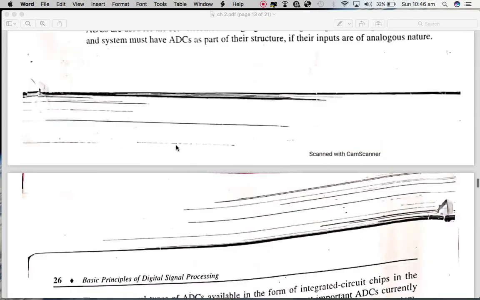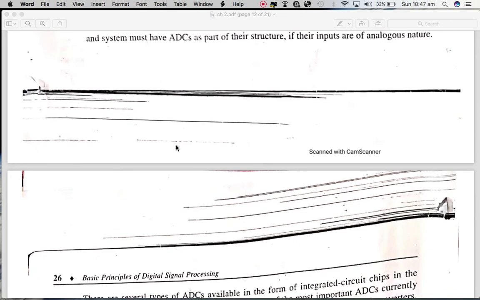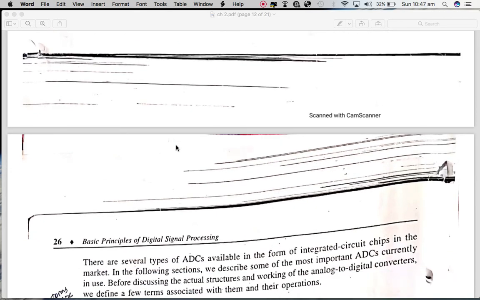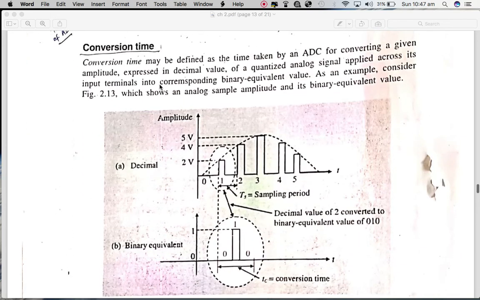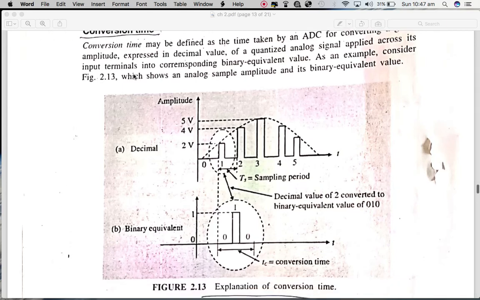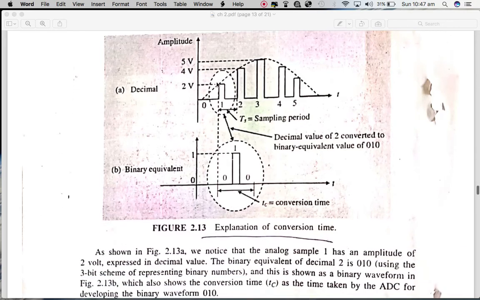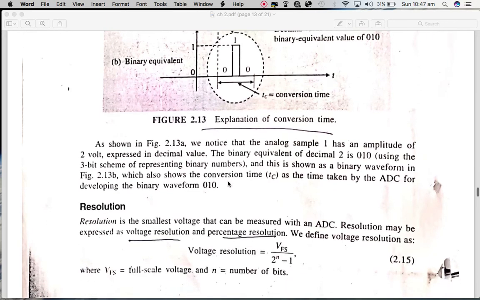So any device which is converting any decimal voltage into binary voltage can be termed an analog to digital converter, and we have some parameters before the example discussion of some A to D converters. We can see what is conversion time. Conversion time is the time taken by the ADC to convert any decimal voltage sample into its binary equivalent. This is a demonstration of the conversion time. So we have a 2 volt sample. The time taken by the ADC to convert it into the binary equivalent is the conversion time of the ADC.